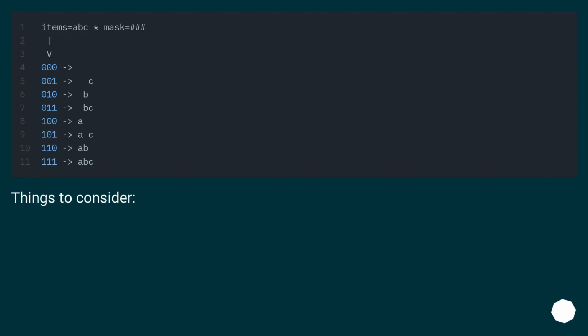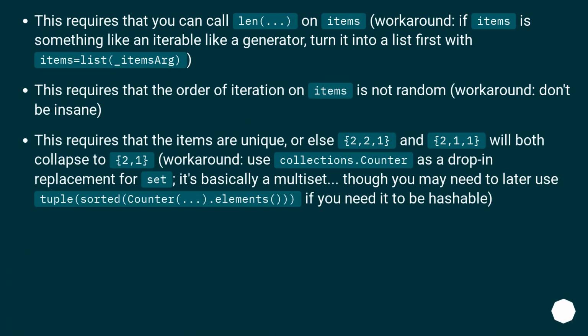Things to consider. This requires that you can call len on items. Workaround: if items is something like an iterable like a generator, turn it into a list first with items = list(_items). This requires that the order of iteration on items is not random.